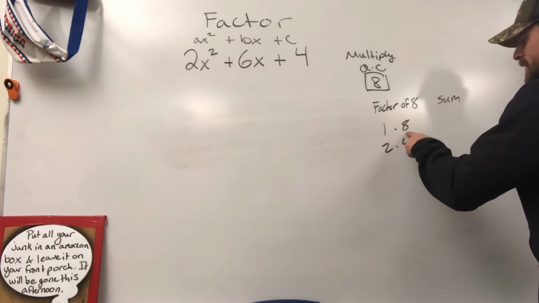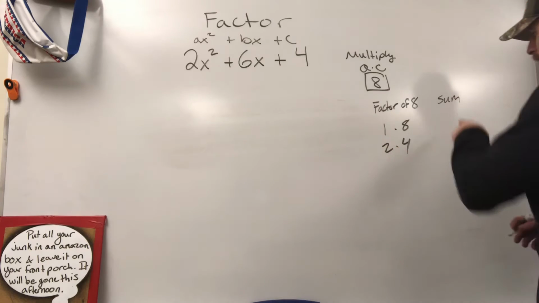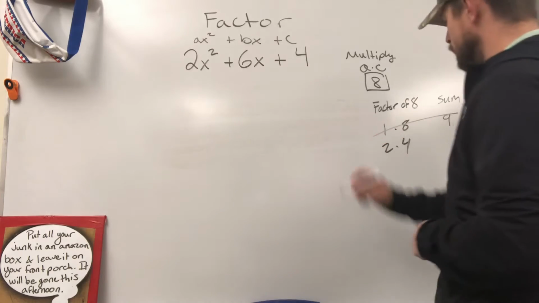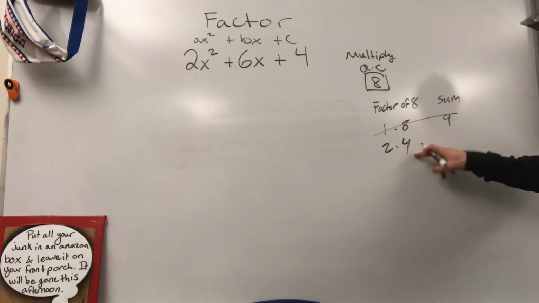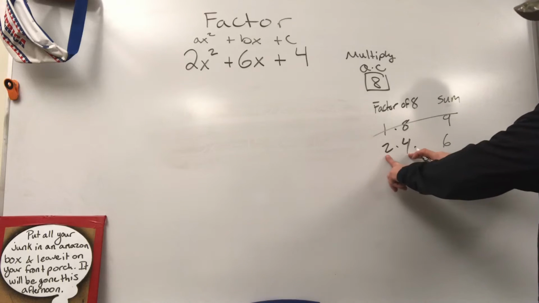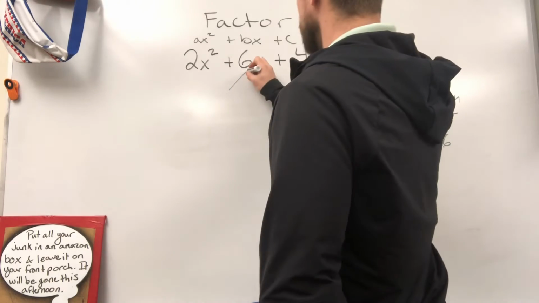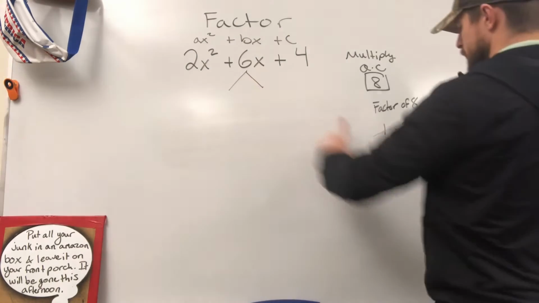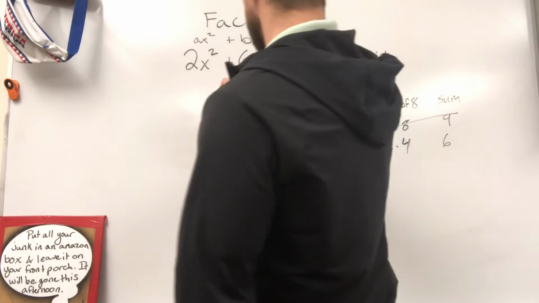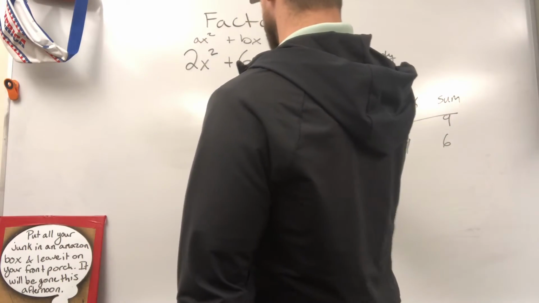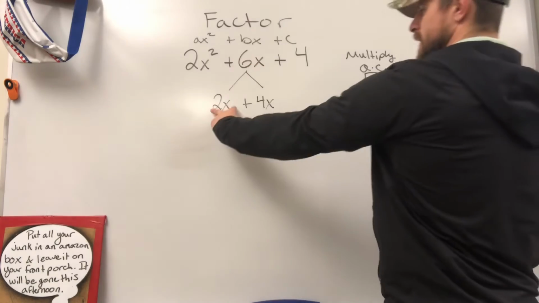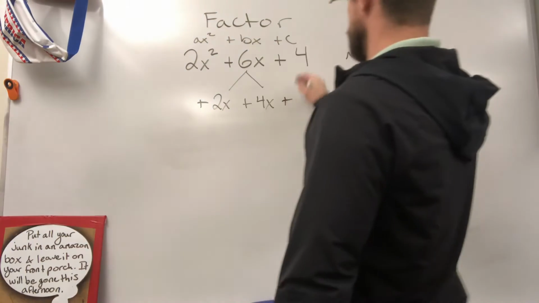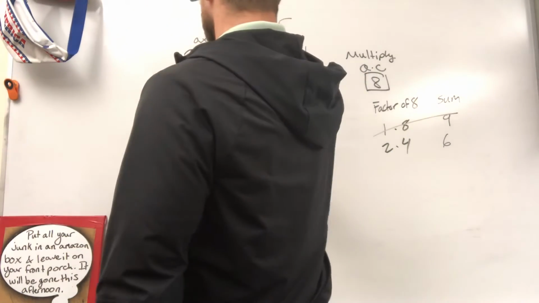So I've got 1 times 8 makes 8, but 1 plus 8, that's what a sum is, the addition of the two values, makes 9. That's not what I'm looking for. I'm looking for 6. 2 plus 4 does make 6. So now I've found the two terms that I want, and I'm going to split this b up into those two values. Instead of 6x, I'm going to say 2x plus 4x. 6x is the same thing as a 2x plus a 4x combined. Bring down the addition, bring down the 4, bring down the 2x squared.